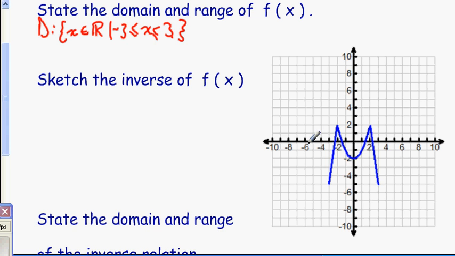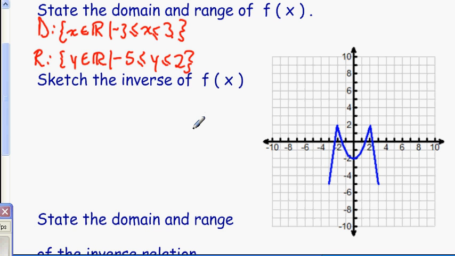For the range, again, same thing. You look at your graph and you see the lowest y value on the graph is -5, and the highest y value is +2. So when we write our range, we want to say y is between -5 and +2. Okay, so there's our domain and range for the blue function on the grid, f at x.